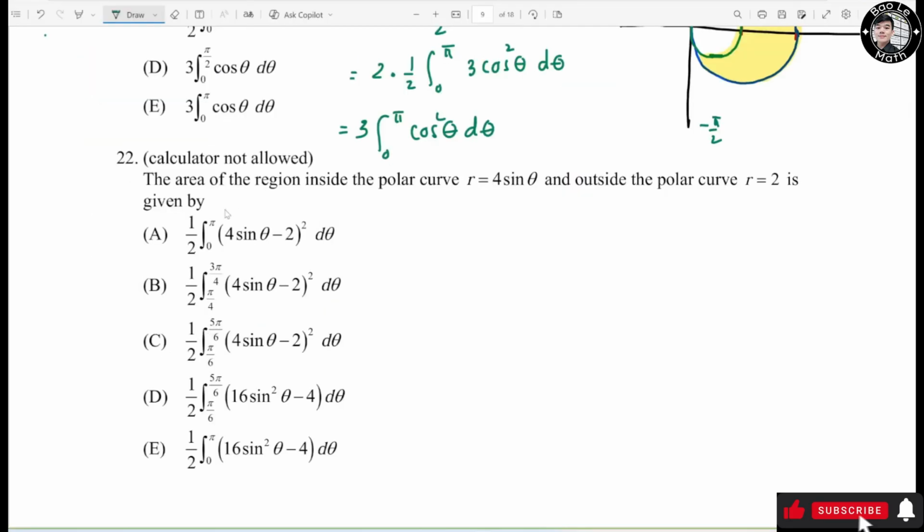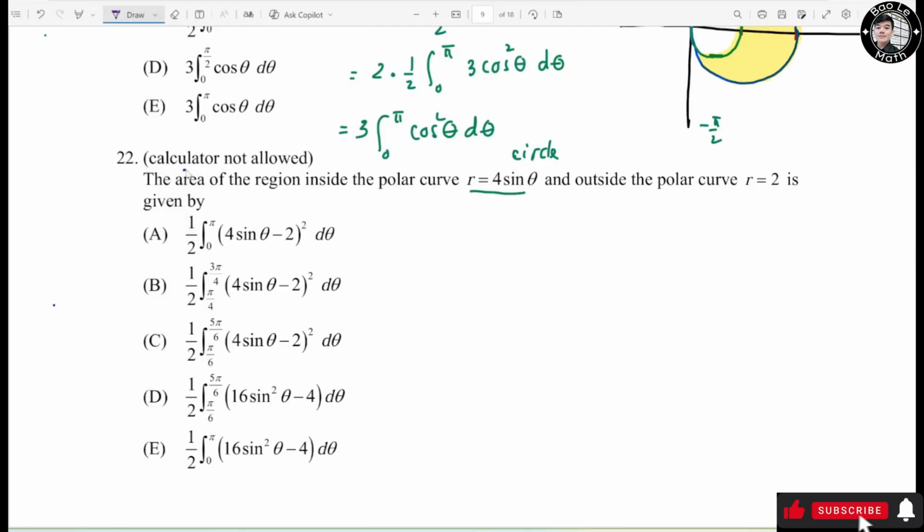Now question 22. The area of the region inside the polar curve r equals 4 sine theta. This is actually the equation of a circle, right? And it's going to be a vertical circle. And outside the polar curve r equals 2 is given by.